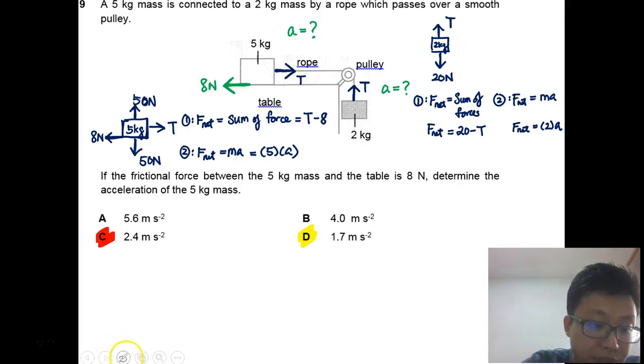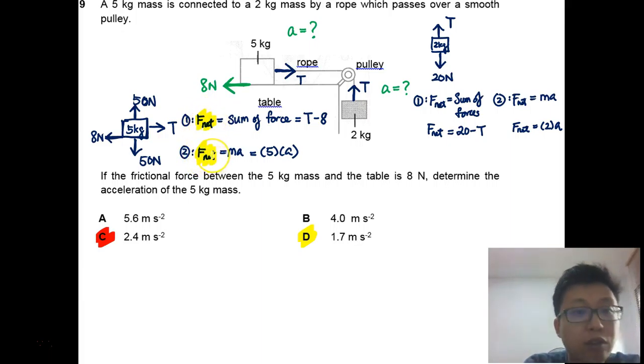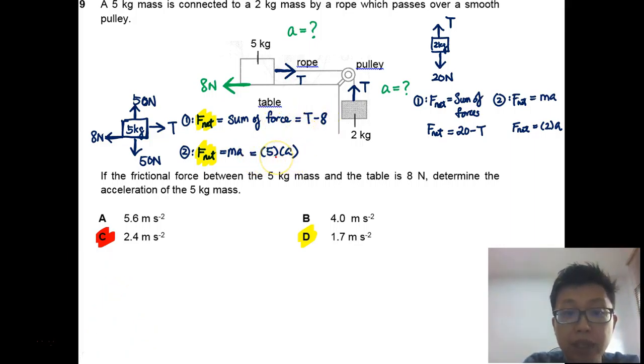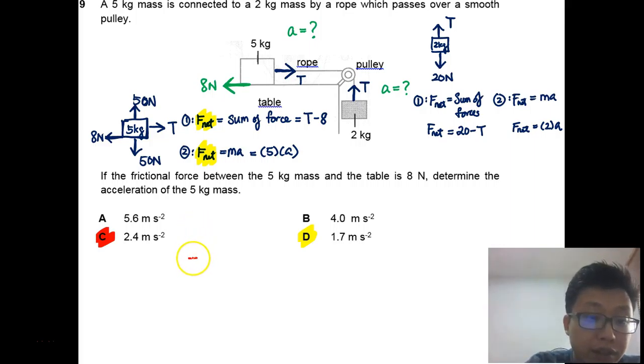Okay, now look here. This F net and this F net refer to my 5 kg block, right? Meaning that the F net must be the same. So this means that I can combine the equations. So let's combine them. This equation here and this equation here can be combined. So I would have T minus 8 is equal to 5A. This one is from my 5 kg block.